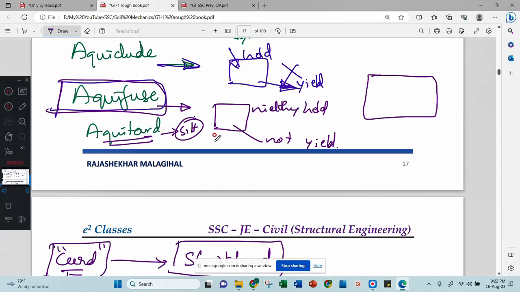You can remember it like this: retired people, they are like aquitard. They will have a lot of experience, they will have a lot of knowledge, but yielding means they will slowly yield the knowledge. That we can remember as aquitard.